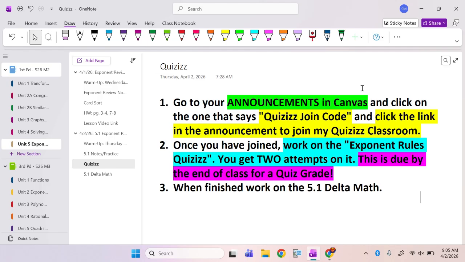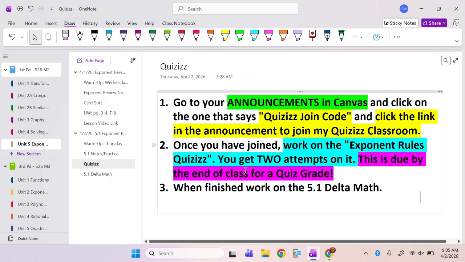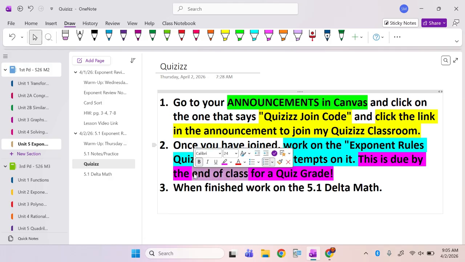Then there should already be an assignment labeled exponent rules quizzes. You get 2 attempts on it. Now, I said it's due by the end of class, but I'm going to make it due by tomorrow. So due by the end of class tomorrow for a quiz grade. All right. So you can start it.